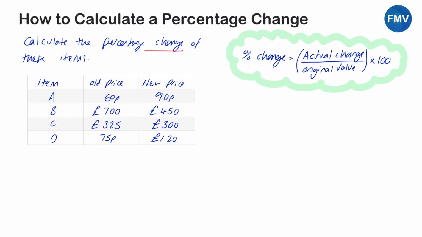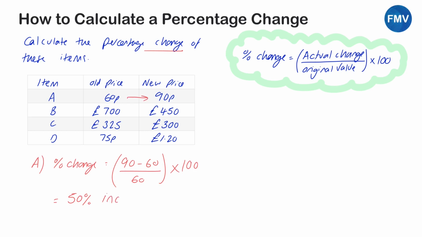They haven't told us if it's an increase or decrease yet. We're looking at items A, B, C, D, and we've got the new prices and old prices. So let's start with A. We are looking at the percentage change, and that is equal to the 90 pence minus 60 pence divided by the original value, which was 60 pence, all multiplied by 100. In our case, that gives us a 50% increase. Because if you look at this, price A to price B is getting larger, so that is an increase.